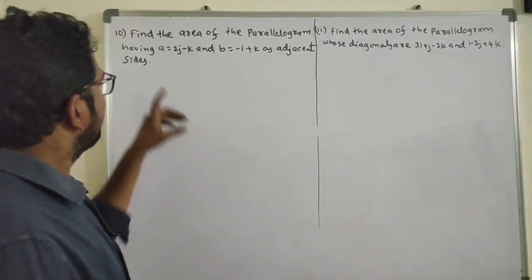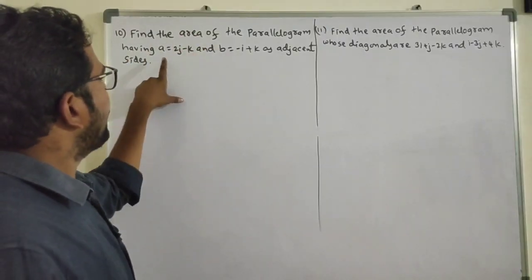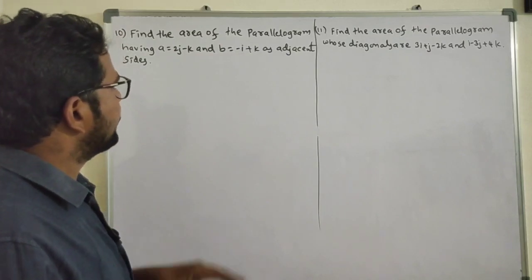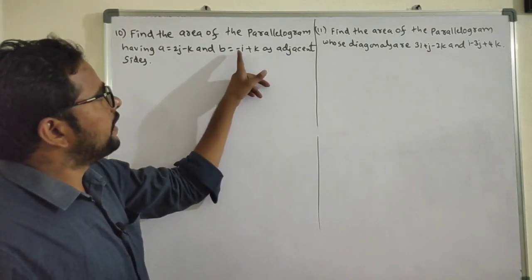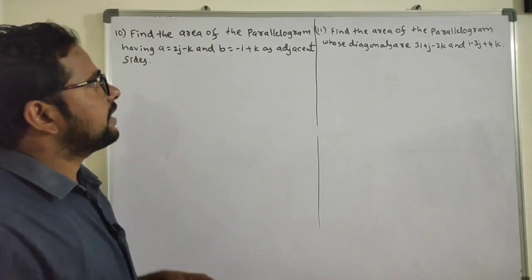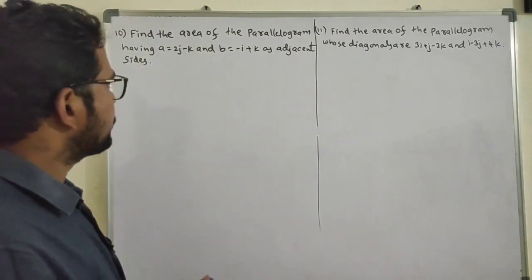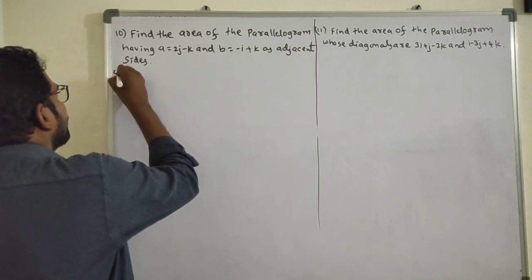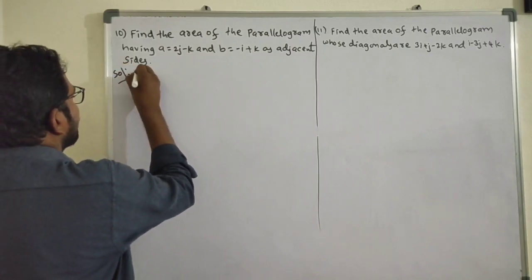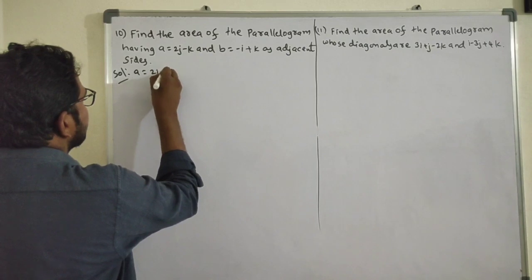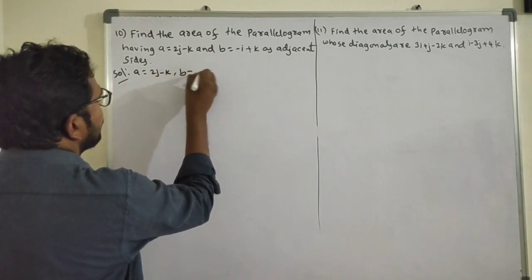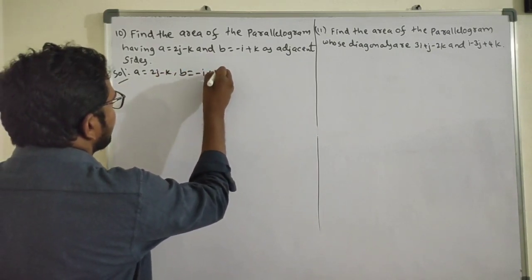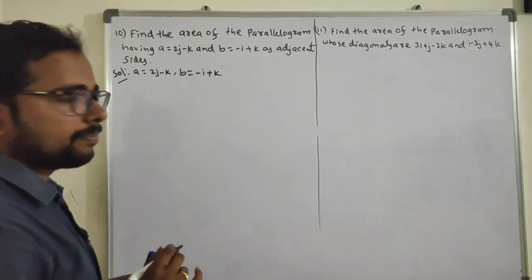Now the 10th question. Find the area of the parallelogram having A equal to 2j minus k and B equal to minus i plus k as adjacent sides. So the adjacent sides of a parallelogram are given. A is equal to 2j minus k and B is equal to minus i plus k.